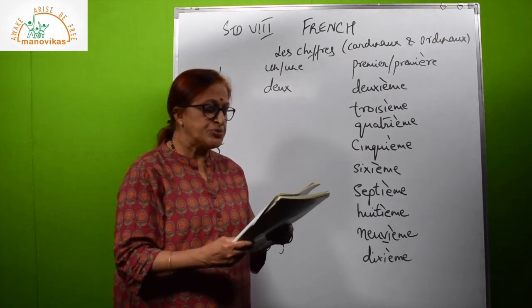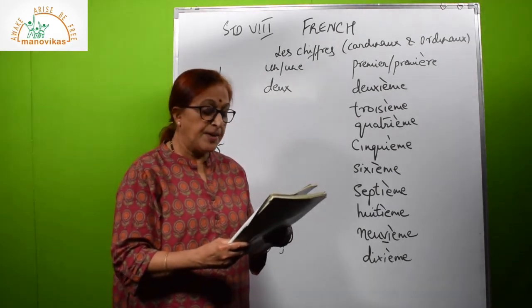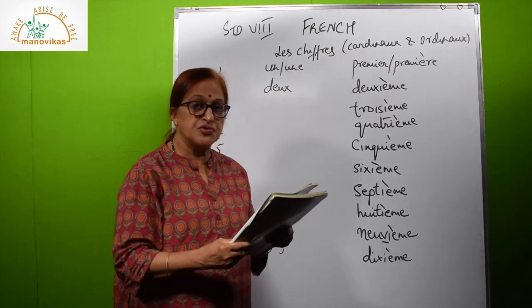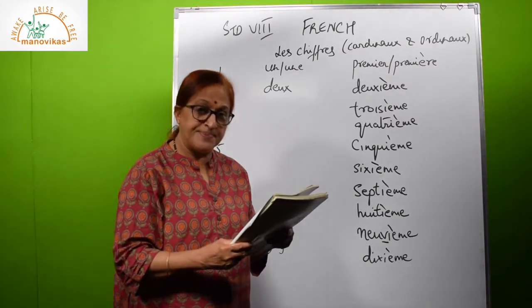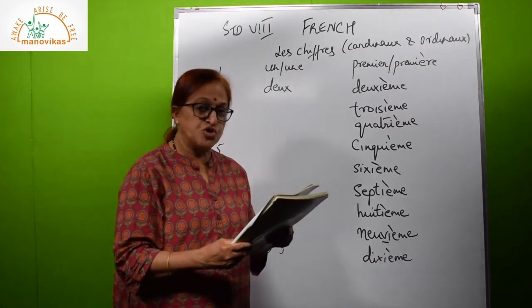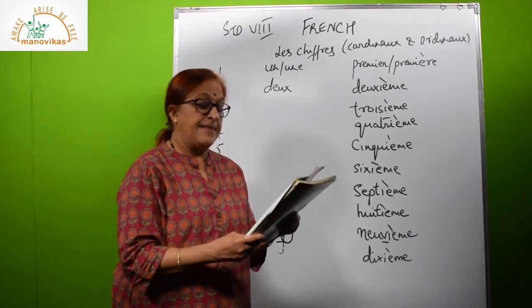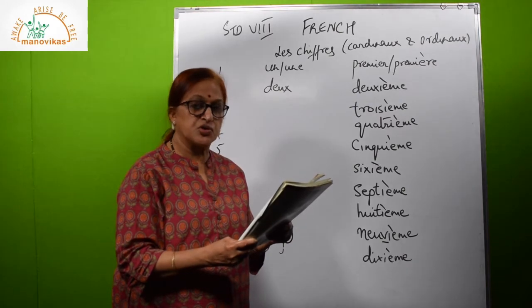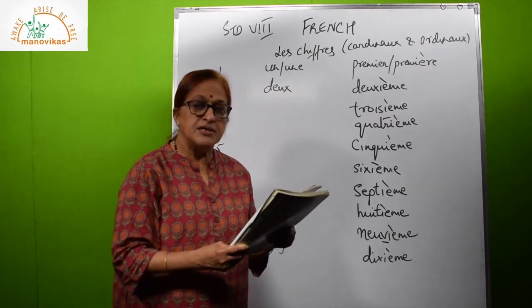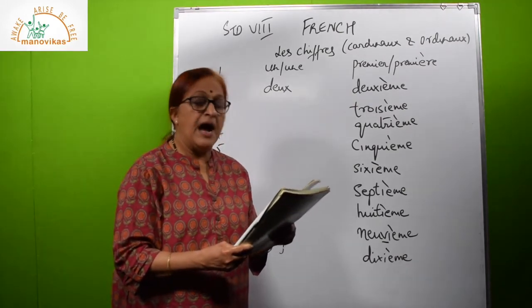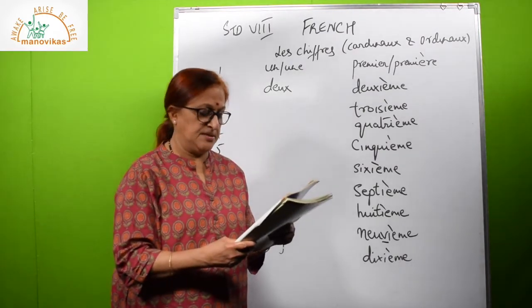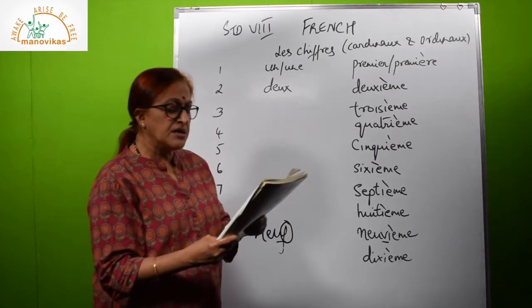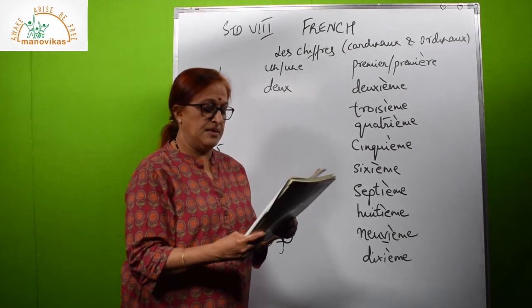So, je suis grande. Tu es petite? Je suis grande means I am tall. Tu es petite? It's a question. Are you short? And the answer is oui, je suis petite. Yes, I am short. So how do you say tall? Grande. How do you say short? Petite.